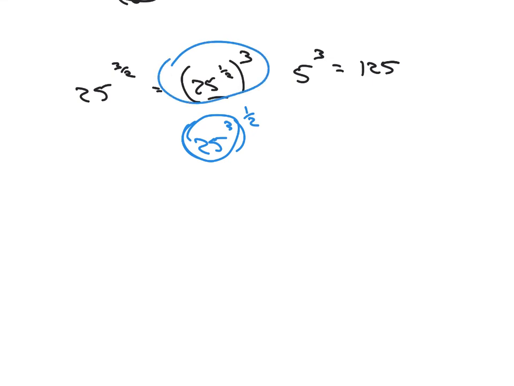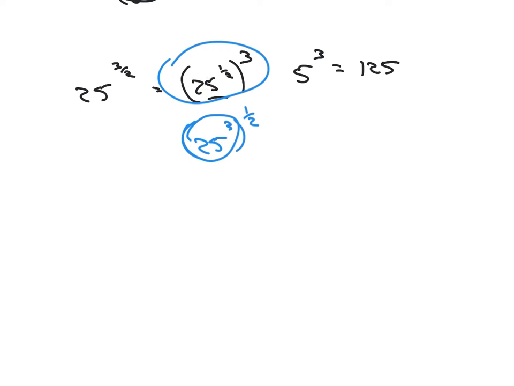Whereas this way, even though 3 times 1/2 is 3/2, even though that's the same as this, doing it that way makes it a lot harder. This way, I just take the square root of 25 and then cube it. So I'm always dealing with a smaller number here.